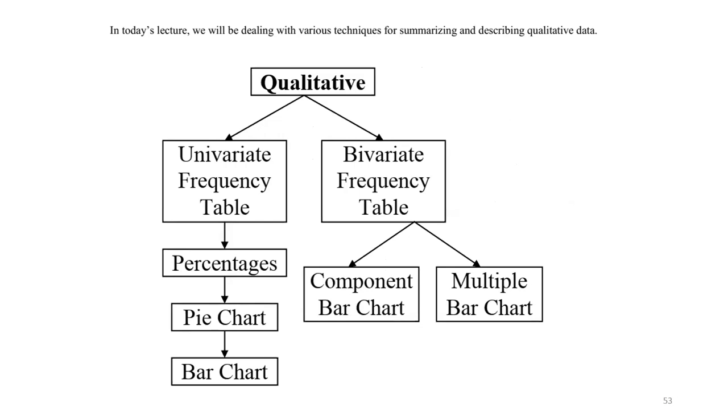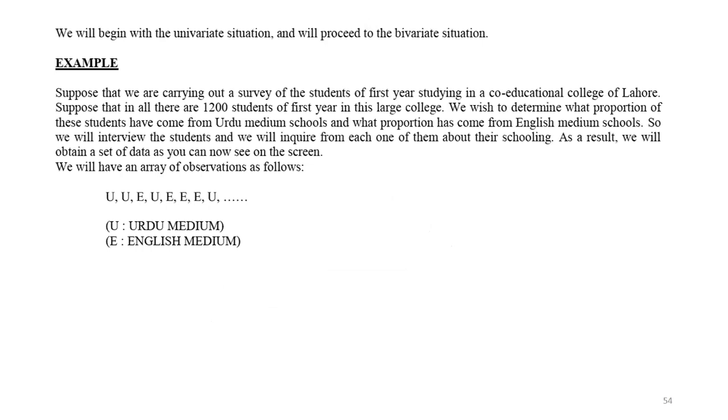Now, in today's lecture, we will be dealing with various techniques for summarizing and describing qualitative data, as we have already discussed this topic in our last lecture. Qualitative data means univariate frequency table and bivariate frequency table. Univariate is discussed through percentages, pie chart, bar chart, whereas the bivariate frequency table uses component bar chart and multiple bar chart. We will begin with the univariate situation and proceed to the bivariate situation.